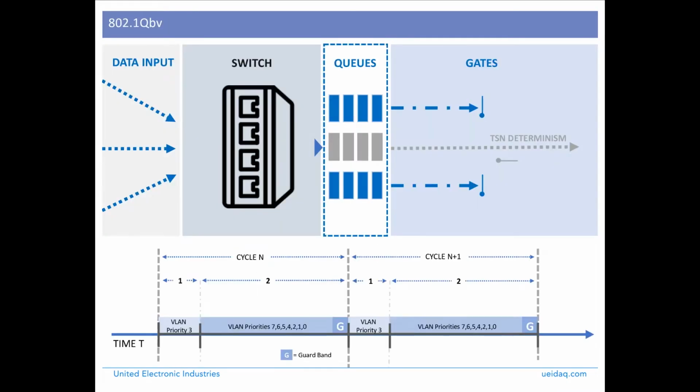Here is a picture of 2 cycles with gates. Notice the guard bands. TSN puts these in front of time-critical traffic to ensure the previous traffic is finished in enough time and ensures no new traffic is started. This also can affect bandwidth.